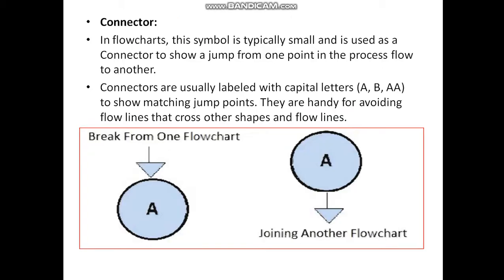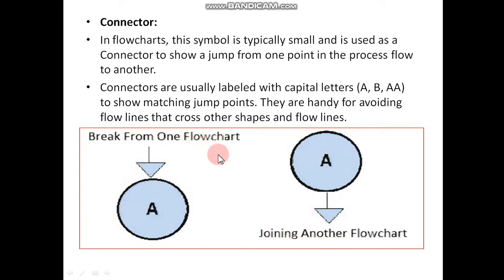Connector. In a flowchart, the symbol is typically small and is used as a connector to show a jump from one point in the process flow to another. If you want to connect two or more flowcharts, then that type of connector is used. Connectors are usually labeled with capital letters A, B, AA to show matching jump points. They are handy for avoiding flow lines that cross other shapes and flow lines.